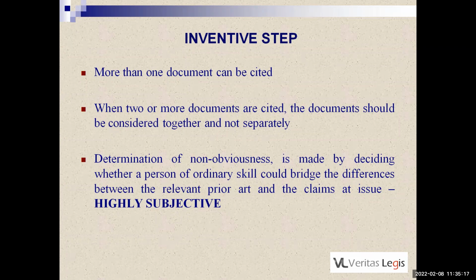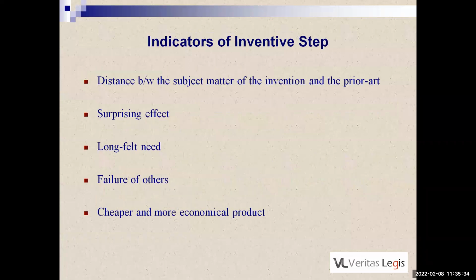So when 2 or more documents are cited, the documents should be considered together and not separately. It should not be that I say, no, this is in one and that is in another. No, it should be together. So this is a highly subjective issue in deciding whether the invention is inventive or not. Now the indicators: there should be a surprising effect, a long felt need, and no one has thought of it. In fact, others have tried but failed, and it is cheaper and more economical also.